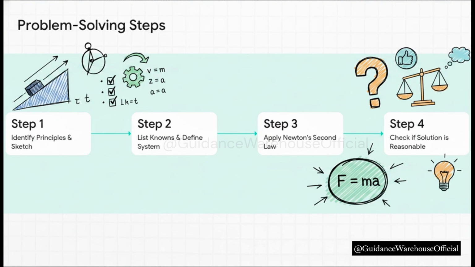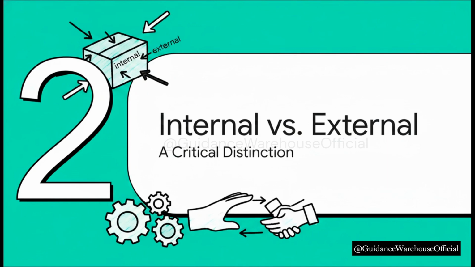First, we're going to sketch the situation just to get a picture of what's happening. Second, we'll get everything organized by identifying our system and listing out all our variables, what we know and what we don't. Third, we apply the big one, Newton's second law. And finally, and this is an absolutely crucial last step, we'll check if our answer actually makes sense in the real world.